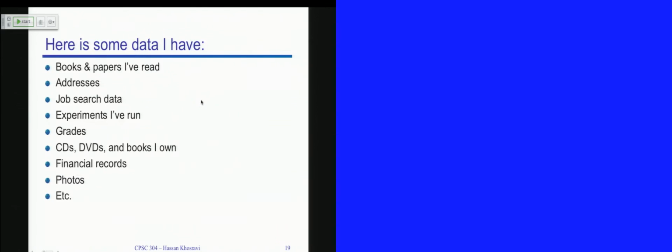Some of the data that I have: books and papers that I've read. You want to keep those so if you want to reference them later, you have them in place. Addresses of people, and this could be contacts, their telephone, email, address of people that you know.